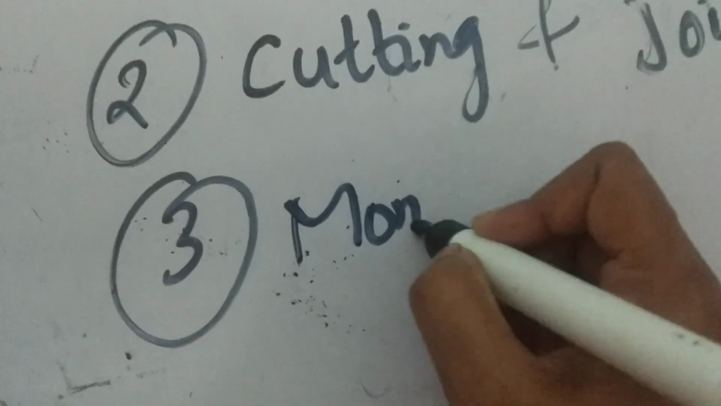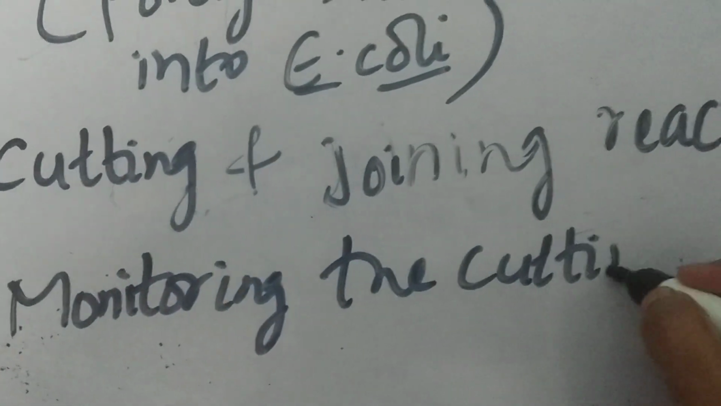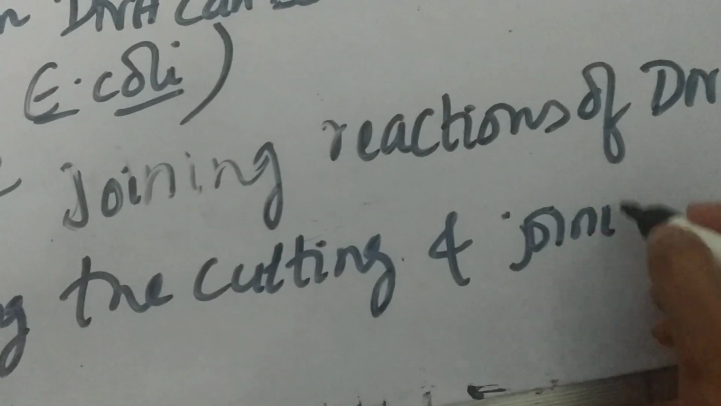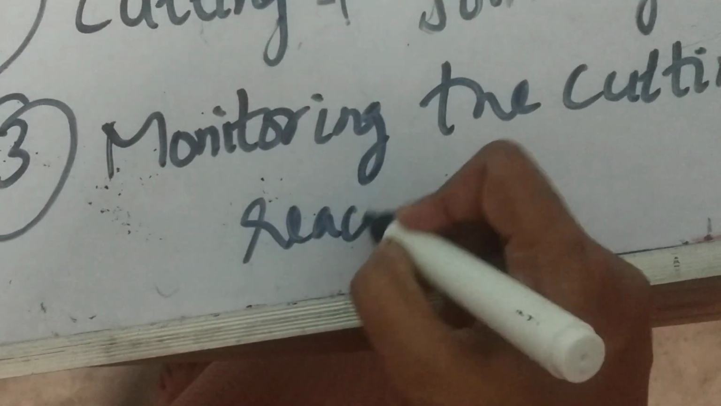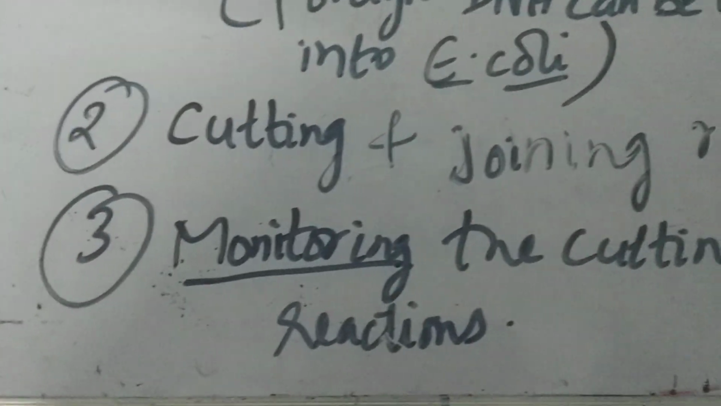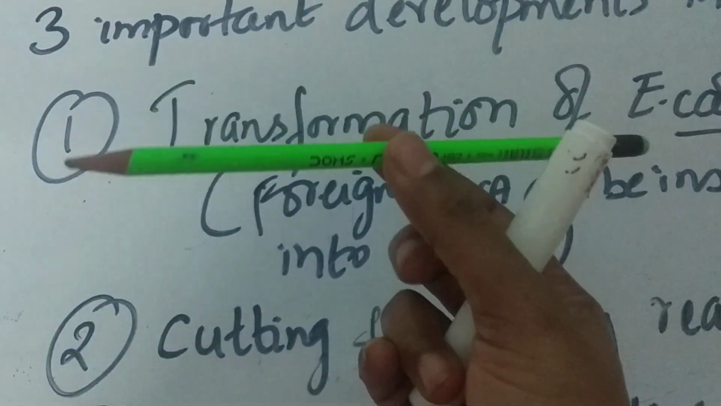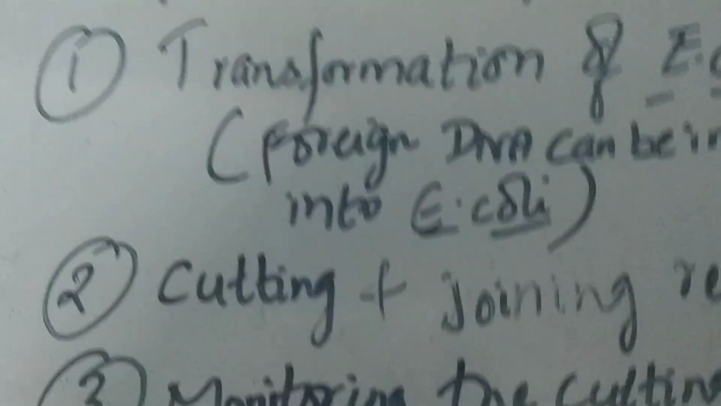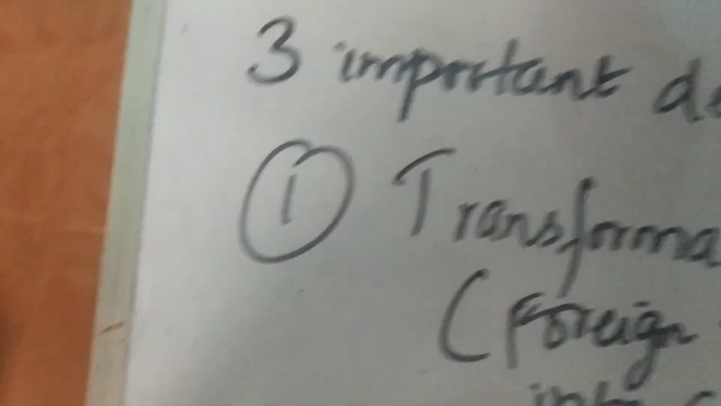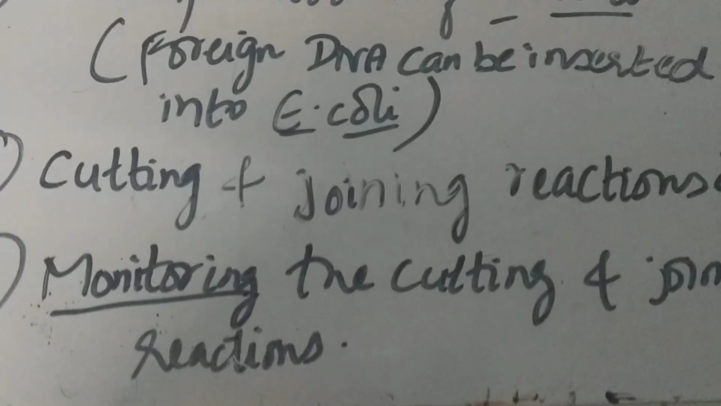And they also learned how to monitor the cutting and joining reactions. What is the meaning of monitoring? Monitoring means, see, if I take this pencil and I cut this here, so I get two pieces of pencil. Will you be able to see it? Yes, you will be able to see it. But DNA, which is just a macromolecule, if I say I've cut the DNA, I've joined the DNA, will you be able to see it? You will not be able to see it.